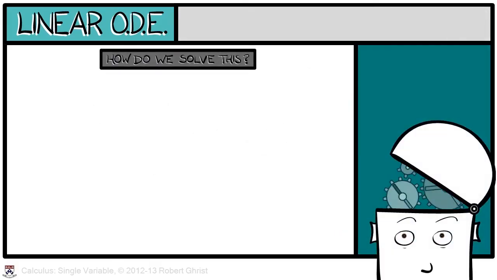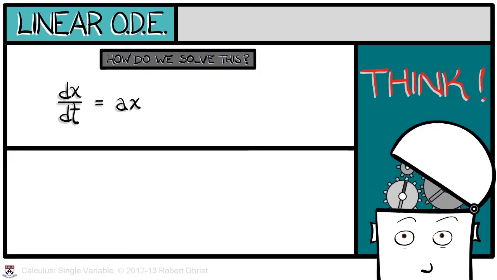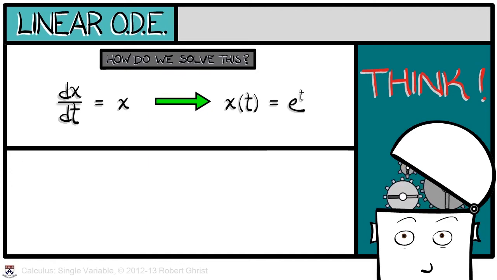How do we go about solving this equation? Well, the first thing that we're going to do is look at it and think. dx/dt equals a times x. Let's simplify and say that a is equal to 1. We're looking for a function whose derivative is itself. You and I both know an excellent solution. That is, x of t is e to the t.